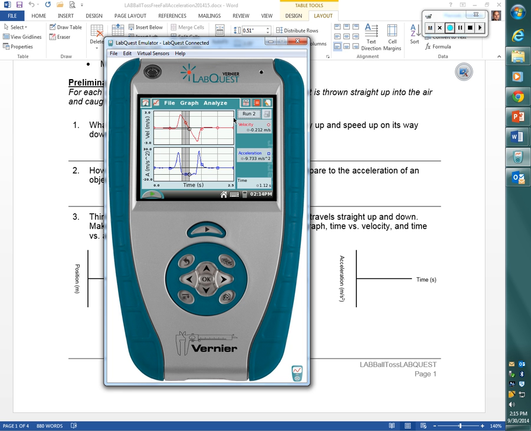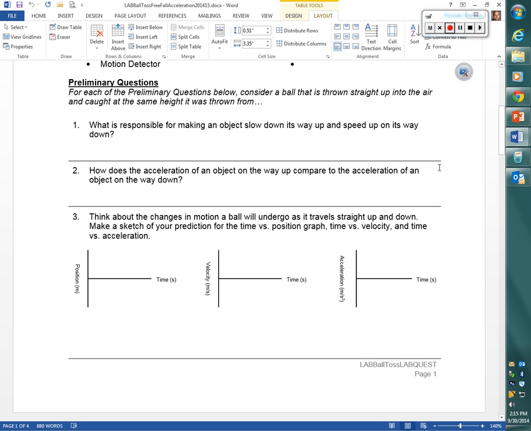Fairly constant, right? But then from here to here, that's the down trip, right? What do you see about the acceleration during that time? Constant. How does it compare to the previous part? Exactly the same. So the acceleration on the up trip is exactly the same as the acceleration on the down trip. Why? What's causing that acceleration?